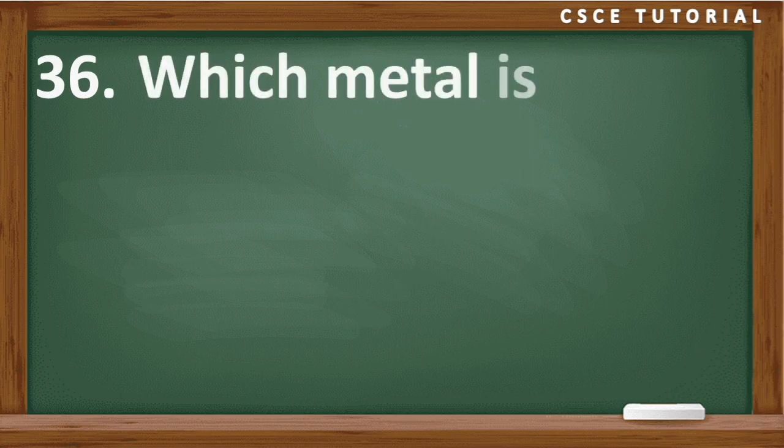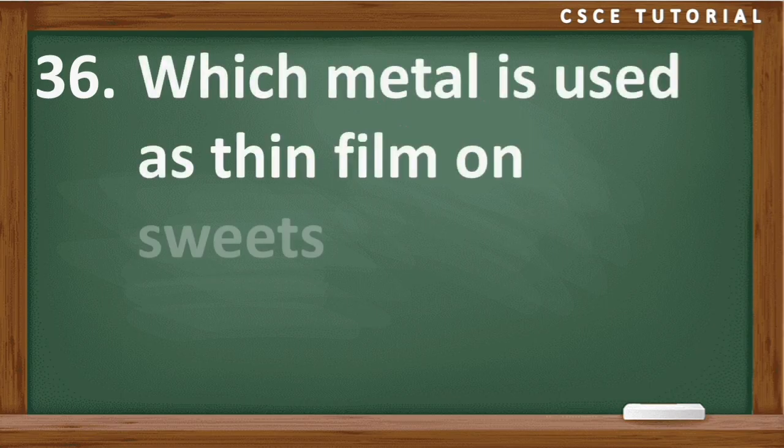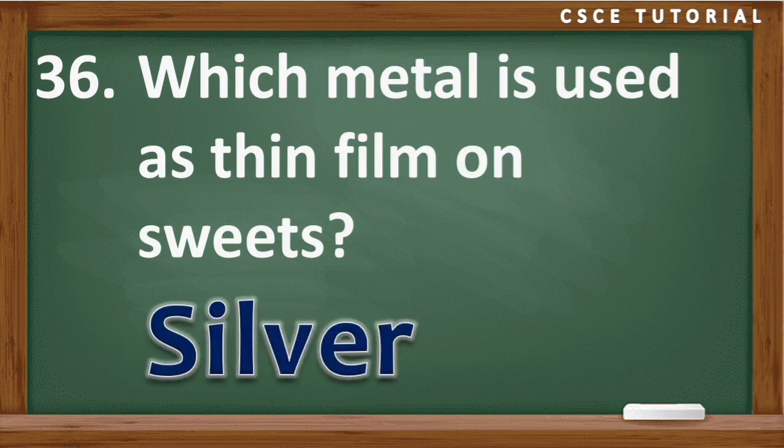36. Which metal is used as thin film on sweets? कौन सा मेटल यूज होता है मिठाइयों के ऊपर एक पतली सी फिल्म के लिए? इट्स आंसर इज सिल्वर, जिसको हिंदी में चांदी का वर्क भी कहा जाता है.